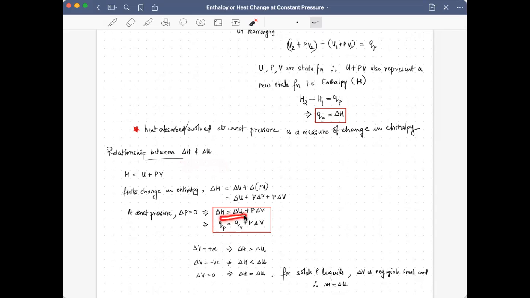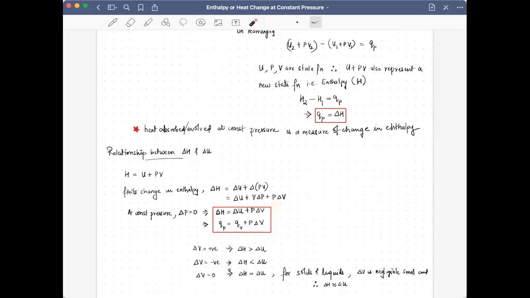Now this equation can be written in terms of QP, because we know a heat change at constant pressure can be written as QP. In the same way, heat change at constant volume can be written as QV. So this equation can be rewritten as QP equals QV plus P delta V. This set of equations is very, very important, so please try to keep this relationship in your mind.